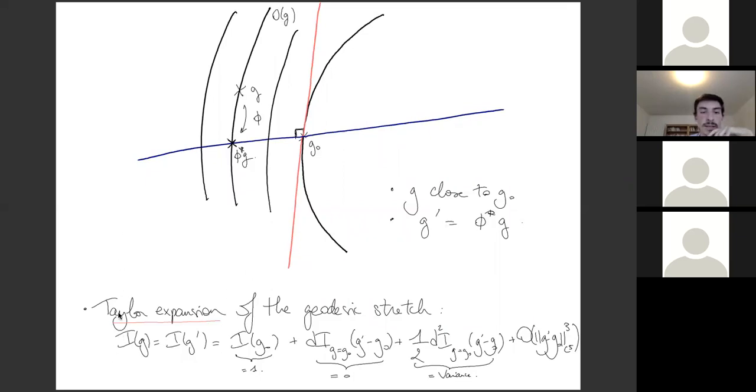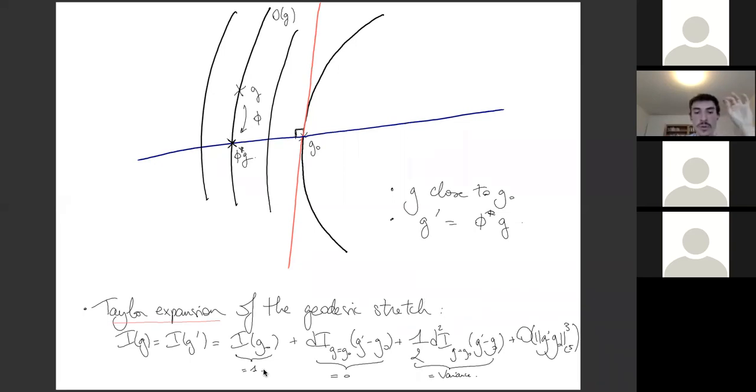Now what we do is we Taylor expand the geodesic stretch. So we look at I of G', and we look at the Taylor expansion at the point G0. Now, the first term of the Taylor expansion is the value of the stretch at G0, so it's equal to 1. Then we get the derivative of the stretch at G0, and we prove that this vanishes, so it's equal to 0. And then we get the second derivative of the stretch at G0. So we prove that this term is actually equal to the variance of G' minus G0. And then we get a cubic term because this stretch functional is at least C3. So we get a cubic term here.